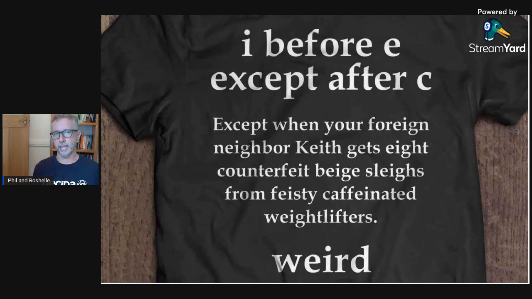I love this. Language has got these rules all the time. I before E except after C. It's a rhyme. We know it. The problem is it's totally not true. I before E does not come after C, like except after C. All these other exceptions as well.